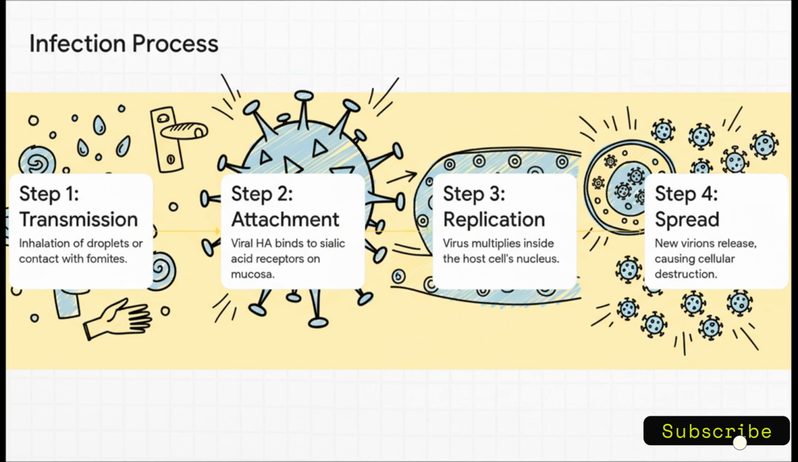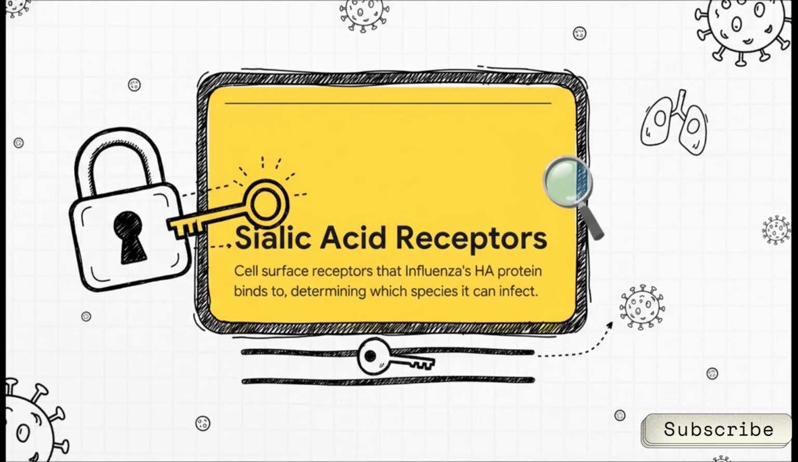But the real key to understanding why some flu viruses infect birds and others infect us, it all comes down to Step 2. It's all about what specific receptor that HA protein attaches to. So what are these sialic acid receptors? The best way to think about them is like locks on the surface of our cells in our respiratory tract. And that hemagglutinin protein on the virus, that's the key. Whether or not the virus can infect a cell depends entirely on whether its key fits that cell's specific lock.